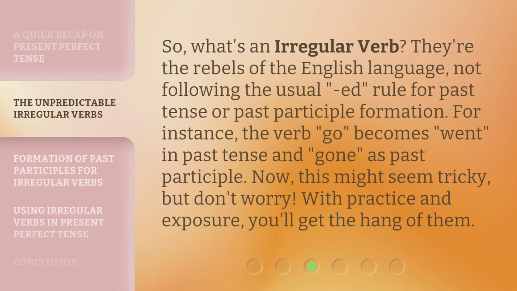So, what's an irregular verb? They're the rebels of the English language, not following the usual rule for past tense or past participle formation. For instance, the verb go becomes went in past tense and gone as past participle. Now, this might seem tricky, but don't worry. With practice and exposure, you'll get the hang of them.